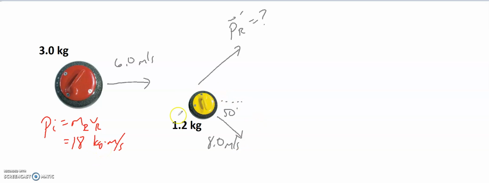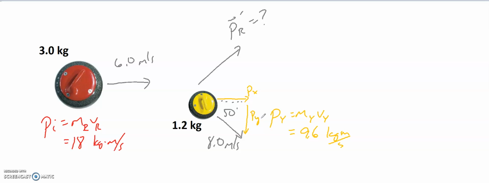So let's see what I have over here with this rock. I can work with this rock and find out how much momentum it has. The momentum of the yellow rock is going to be the mass of the yellow times the velocity of the yellow. So I've got the 1.2 and I've got the 8. 1.2 times 8 gives me 9.6 kilogram meters per second. Now I can't just subtract the 2 because it's going off at an angle. I need to break this apart into x and y components. This little yellow rock has momentum in the x direction and momentum in the y direction.